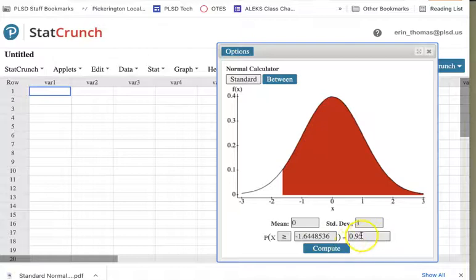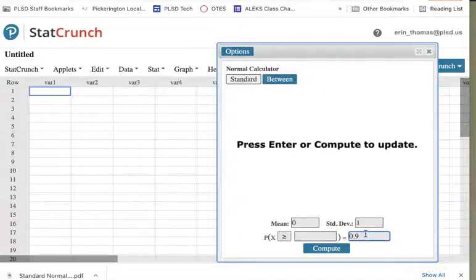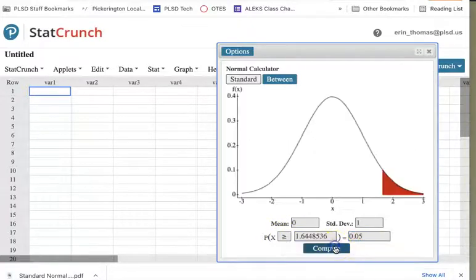Oh, it didn't, never mind, that didn't work because it changed the area there. If I deleted the middle, it would work fine. So if I make this 0.05 on the right, so greater than, and click compute, it gives me the answer on the other side. And you can see it again in the picture.